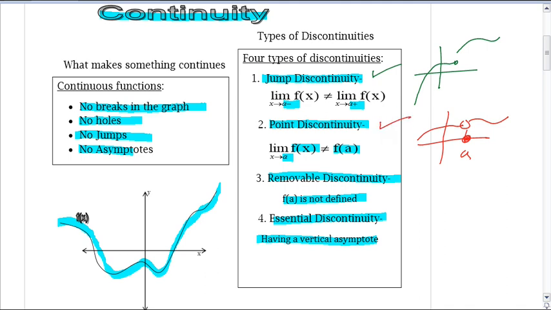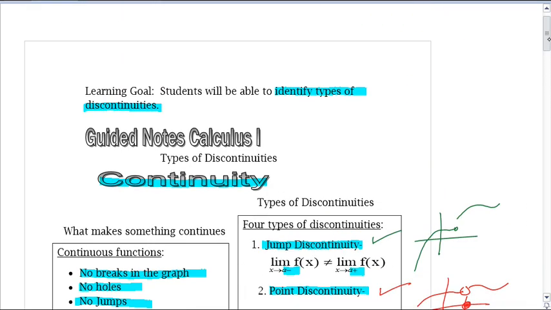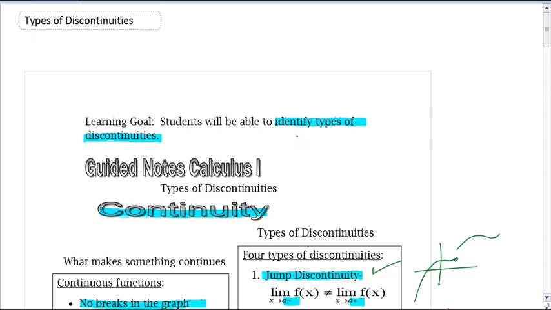Blue seems like a good color to me, so let me grab it. All right, and for removable discontinuity, you have a hole again at, let's say, some location a, but there's no ordered pair to be found, so that's this one. And then the last one, my favorite, so I'll grab another color, let me grab black. If I scroll down a little bit, essential discontinuity is where I have a vertical asymptote. So that's the four. If I scroll all the way back up to our learning goal, students will be able to identify the four types of discontinuity.